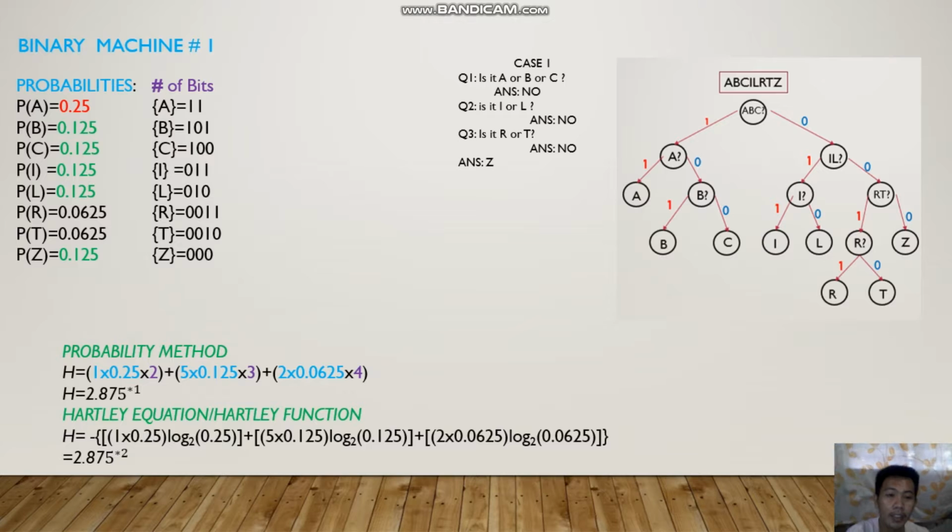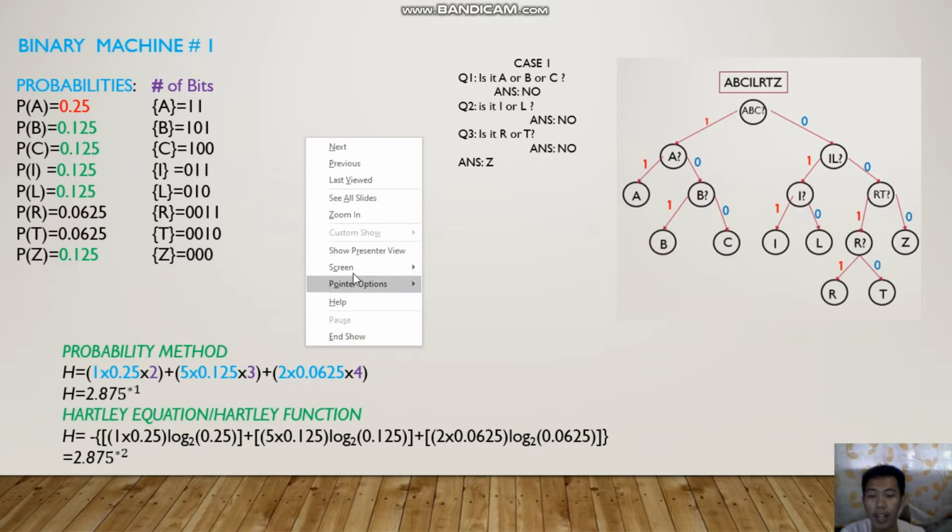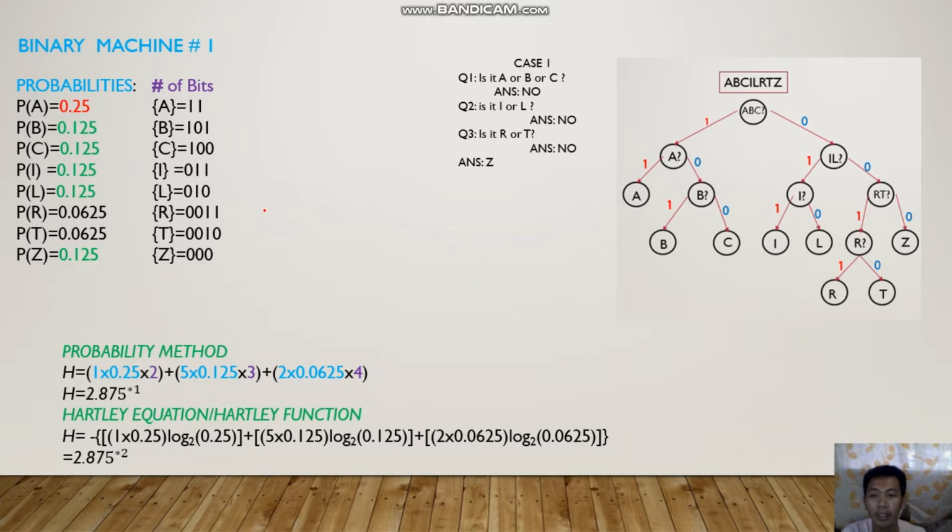compute the probabilities from the given binary machine from our graph. Solving our probabilities, we have this formula: 2 raised to negative n, where n is the number of bits from our given graph. At probability A, 0.25, it is derived from 2 raised to negative number of bits. We have 2 bits, so 2 raised to negative 2 equals 0.25.